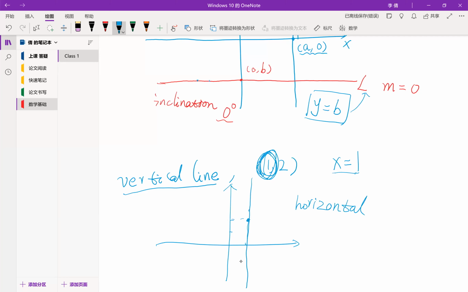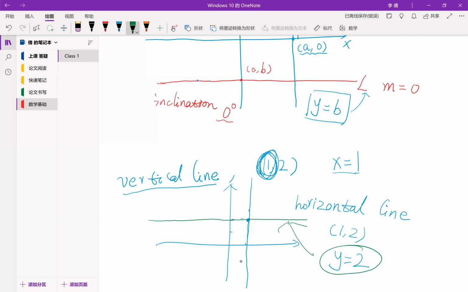and this line also passes through the point (1, 2), and the equation of this line is what? y equal to 2. Yes. All the points on this line have the y coordinate equal to 2, and y equal to 2 is the equation of this line. Okay.